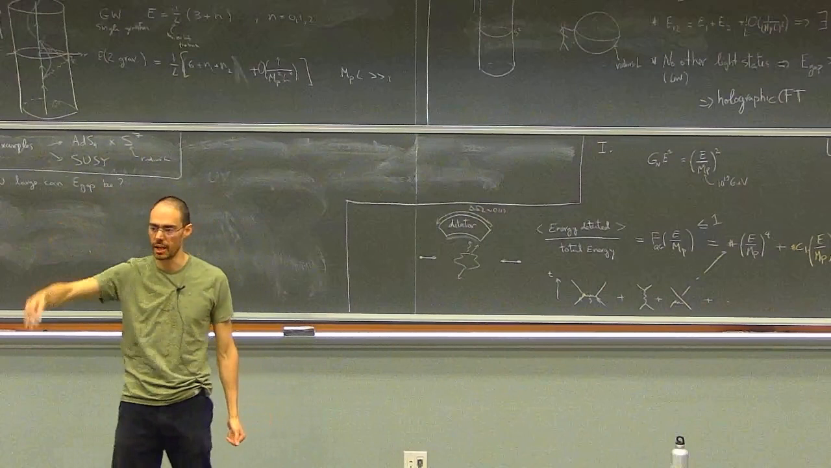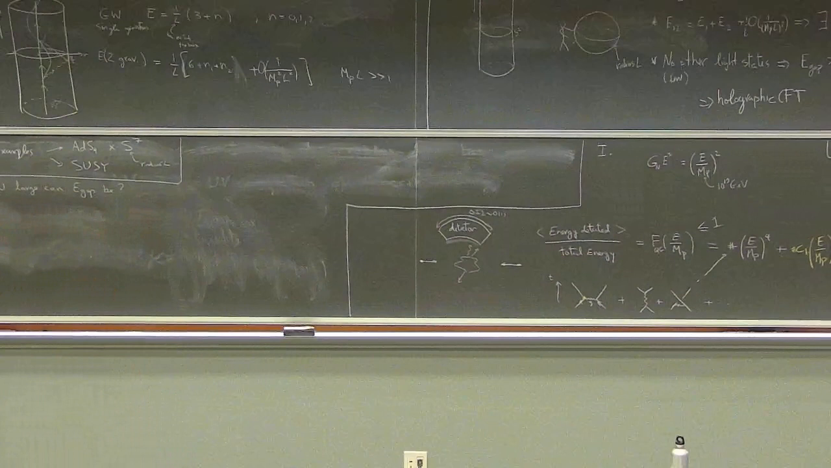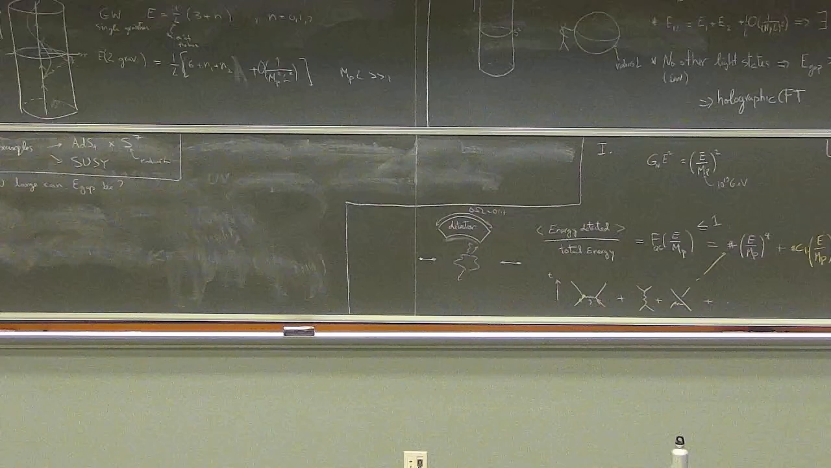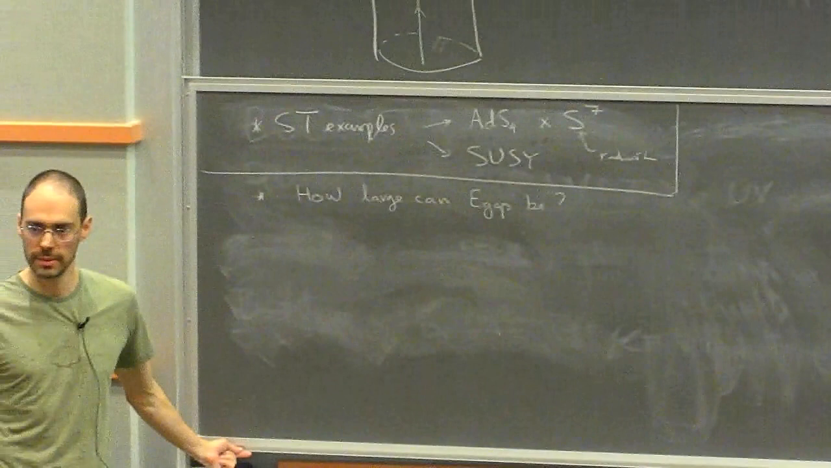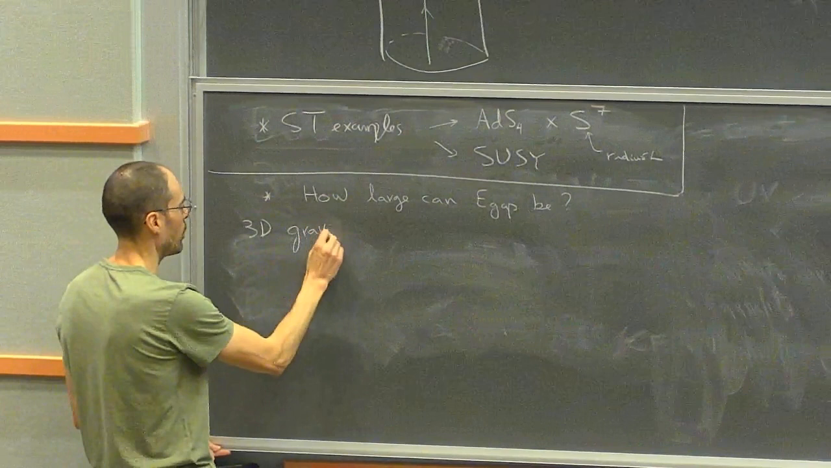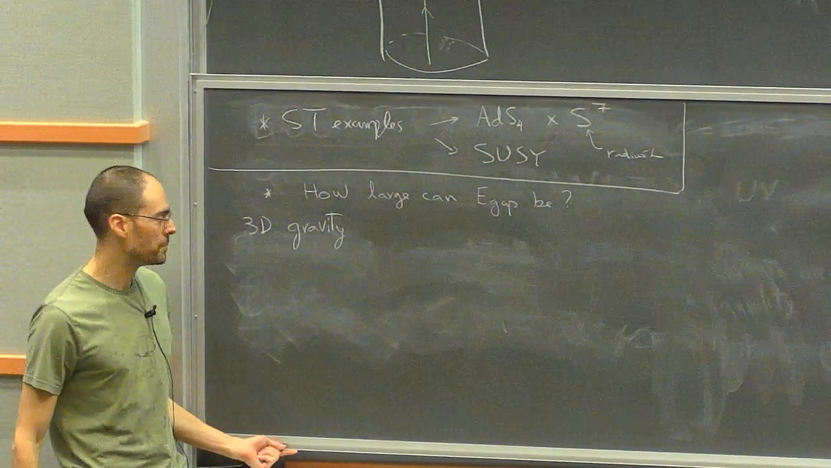And so this was first done by one of our participants, Simeon Hellerman, I don't know if he's here, in three dimensions, okay? So again, we don't know how to do it for four-dimensional gravity, but we know how to do it for three-dimensional gravity. So for three-dimensional gravity, let me just sketch for you how it goes, because it's sufficiently simple to understand the main idea.